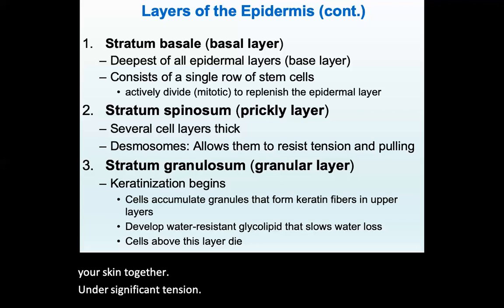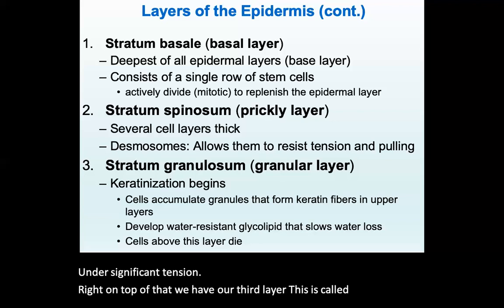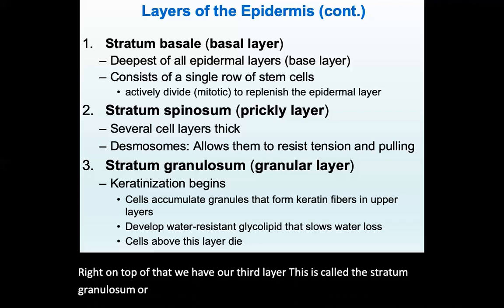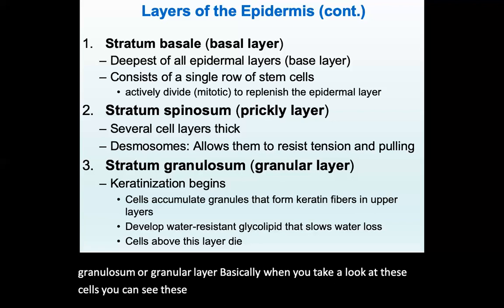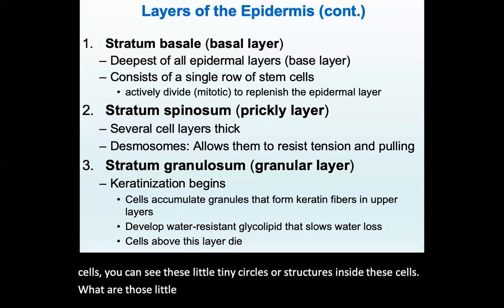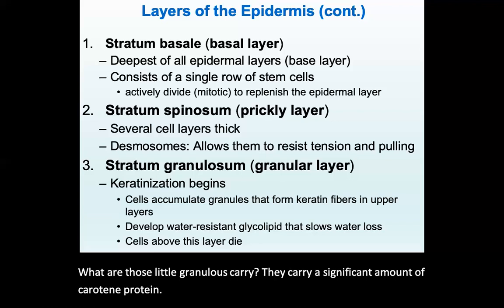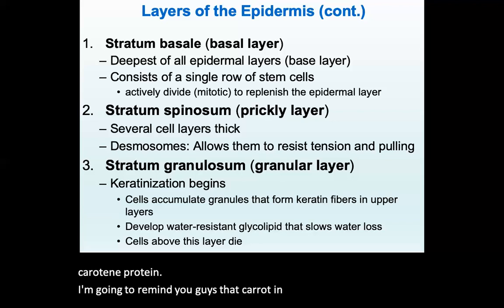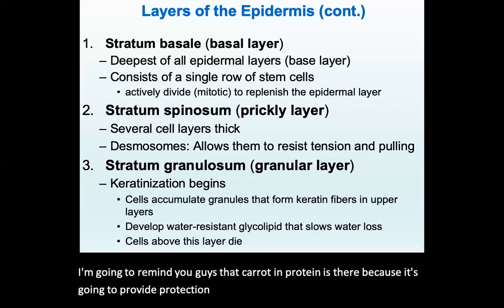Right on top of that, we have our third layer, called the stratum granulosum or granular layer. When you take a look at these cells, you can see little tiny circles or structures inside them. What do those little granules carry? They carry a significant amount of keratin protein. I'm going to remind you that keratin protein is there because it provides protection and also waterproofs your skin.